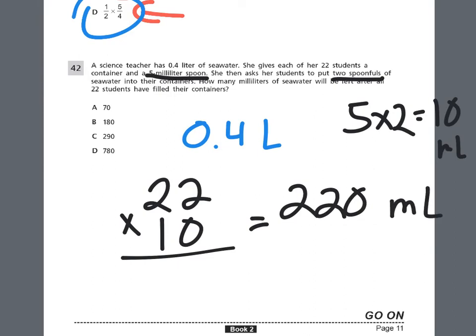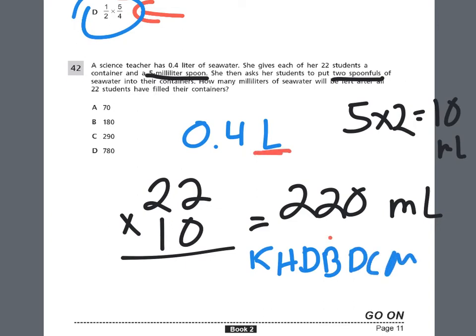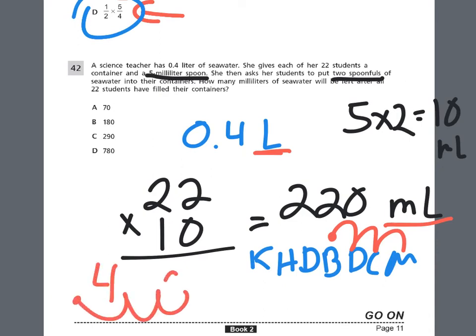Now we gotta convert the 0.4 liters to milliliters. So, King Henry died by drinking chocolate milk. You're at L. L is the base. And you're trying to get to milliliter. So it's 1, 2, 3. So it'll be 3 times to the right. So it'll be 400.